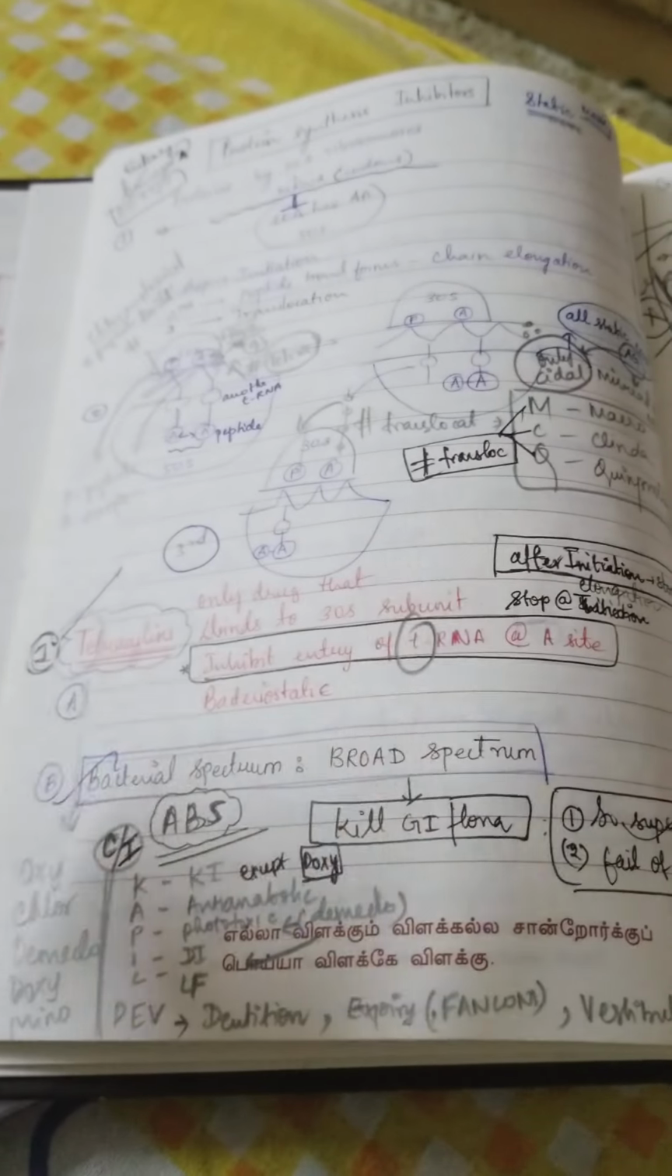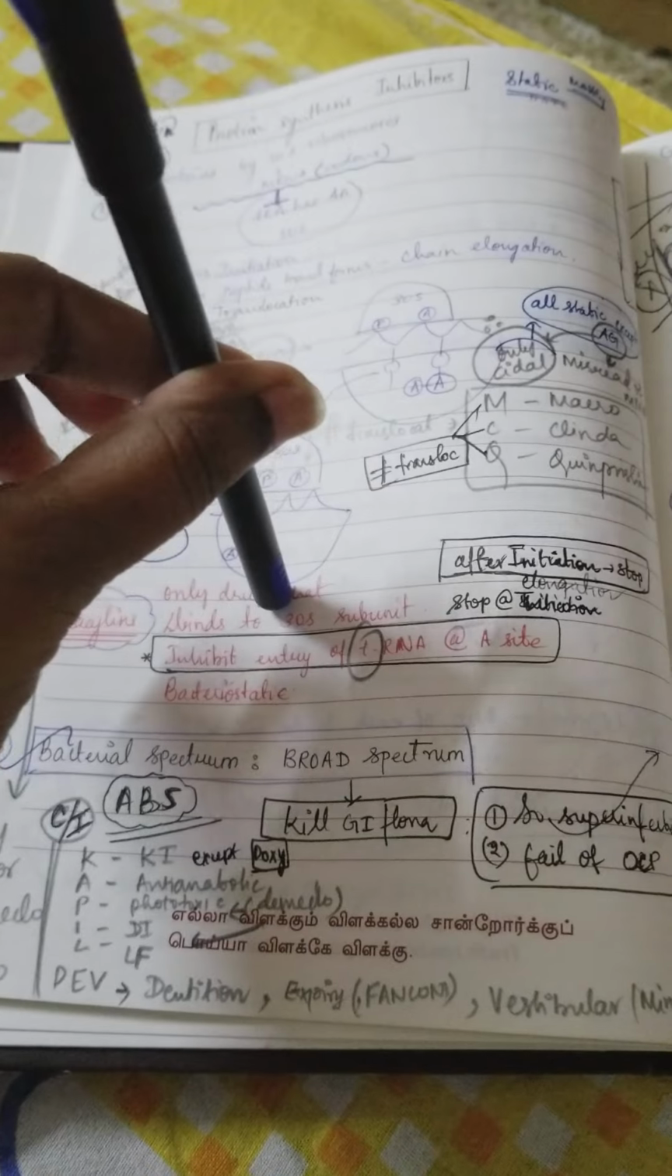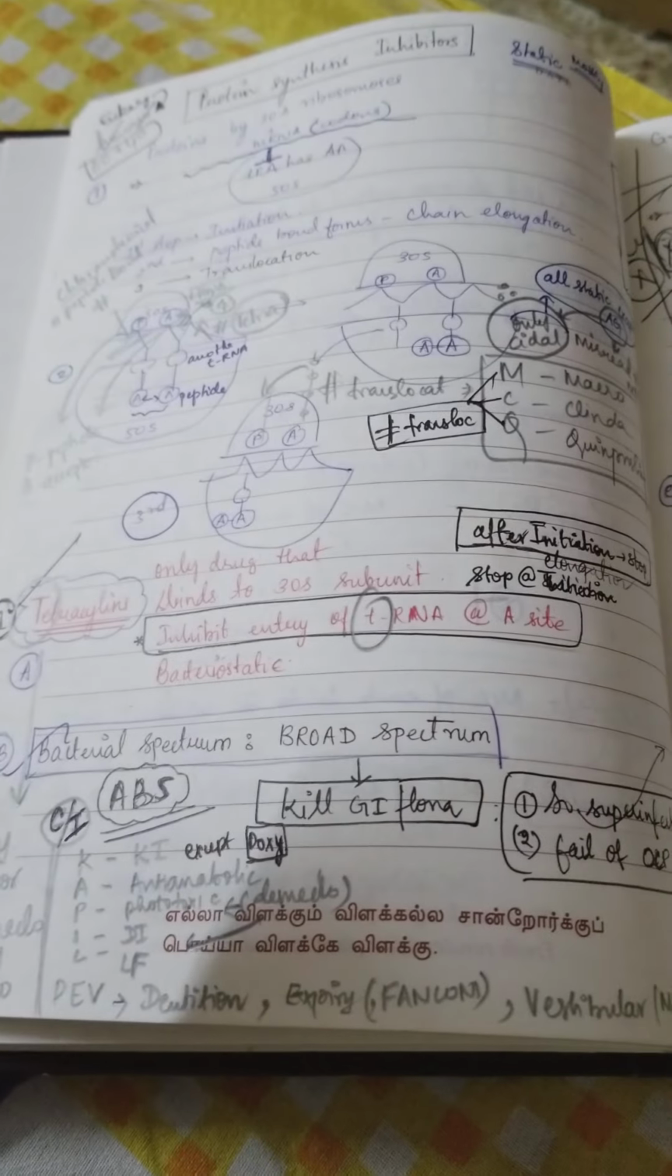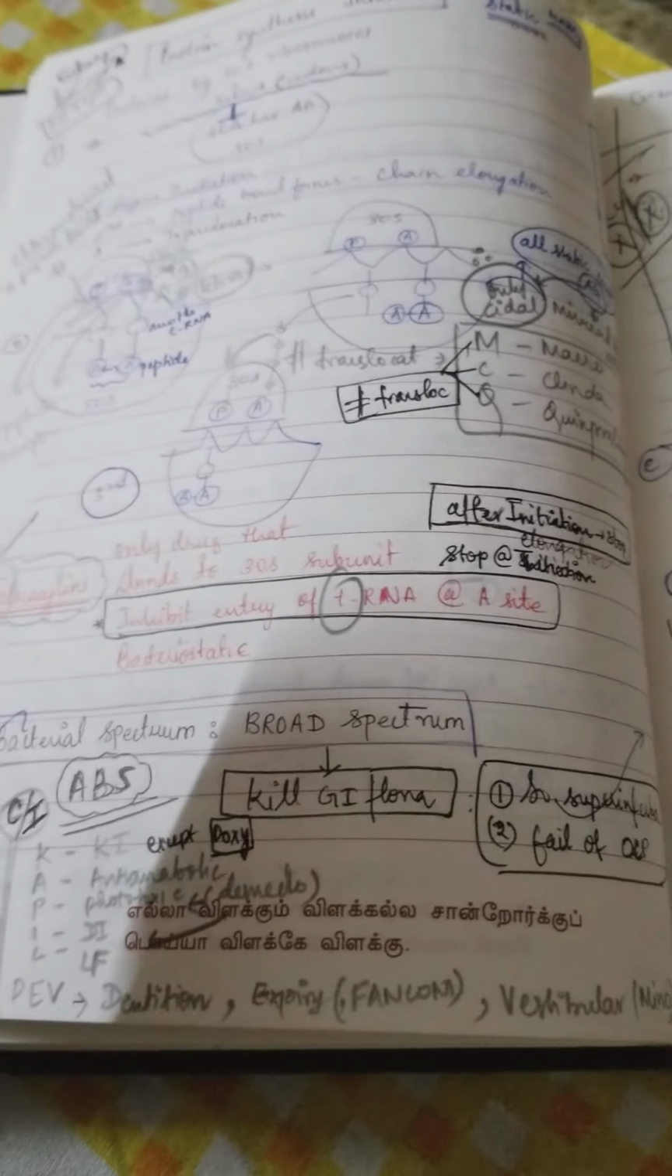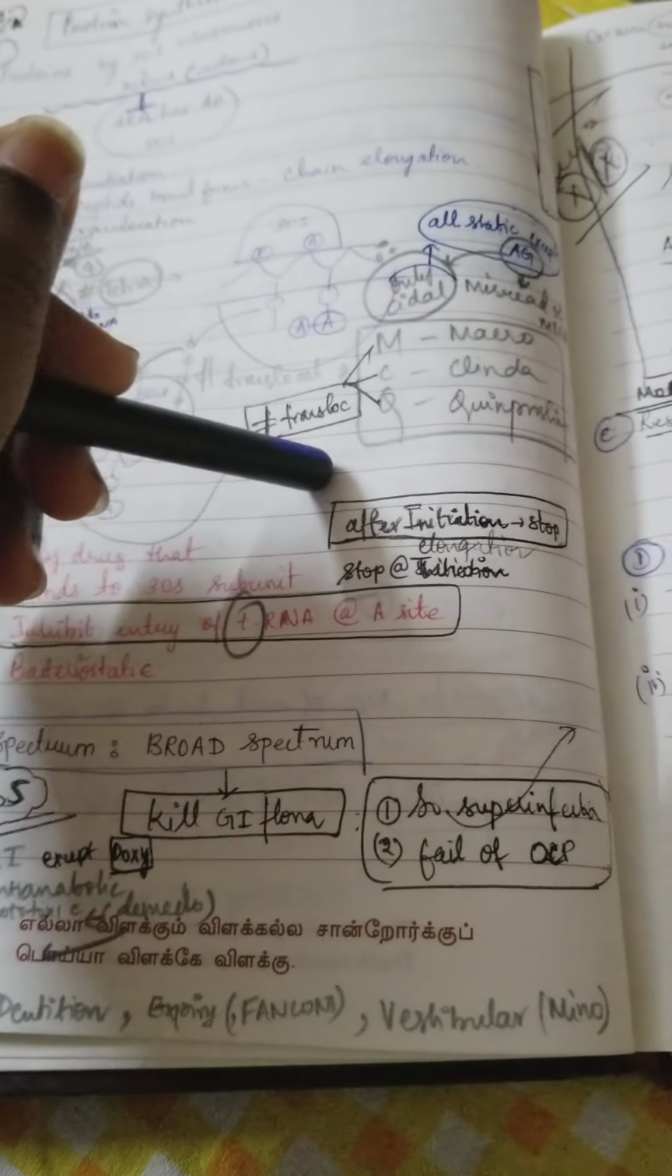Now we'll be talking about tetracyclines. Tetracyclines are drugs which bind to the 30S subunit and inhibit tRNA entry, and they are bacteriostatic. Now, it binds at 30S, so it will mostly stop after initiation. Now it's a broad spectrum antibiotic.